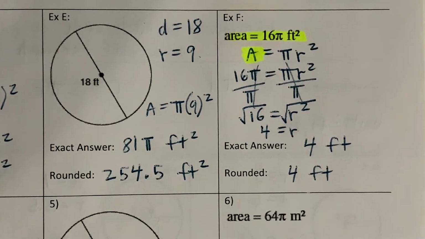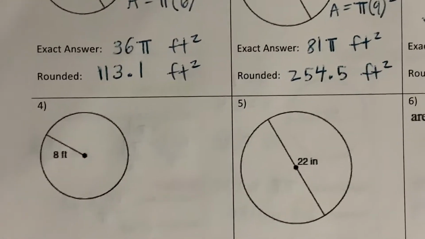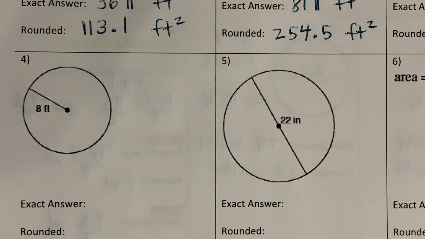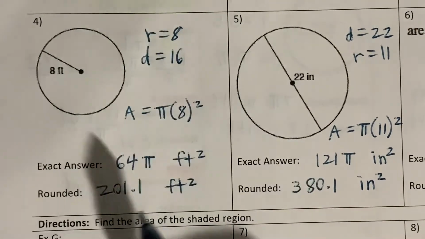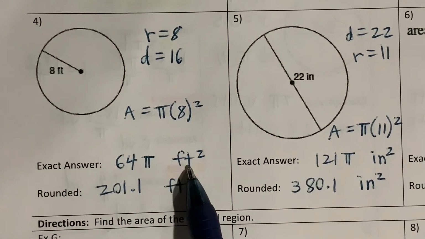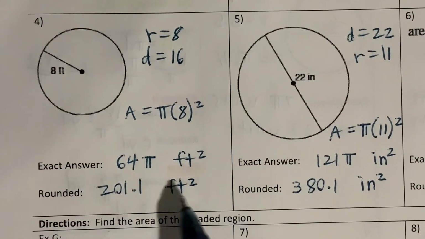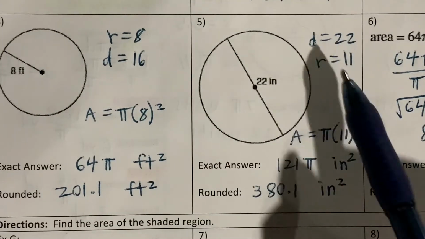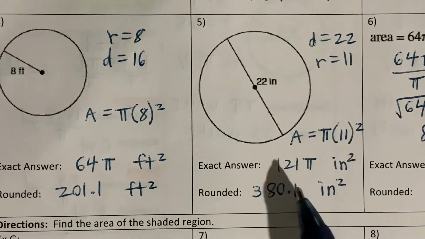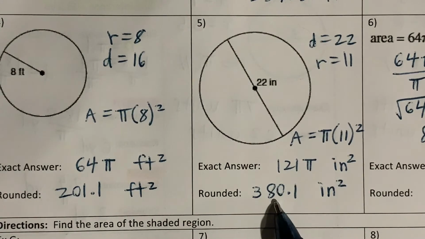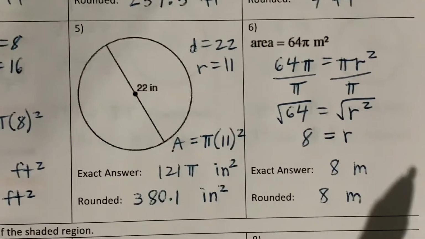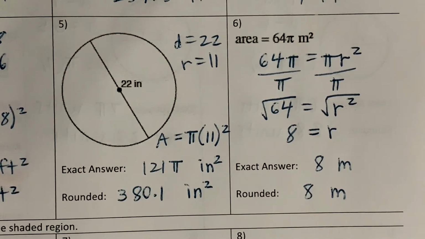All right, so now you try 4 through 6. Go ahead and pause the video. On U try 4, my radius was 8, diameter was 16, exact answer 64 pi square feet, rounded answer 201.1 square feet. On U try 5, diameter was 22, radius was 11, exact answer 121 pi square inches, rounded answer 380.1 square inches. And then U try 6, I was working backwards to find my radius. And for both my exact and rounded answer, I got 8 meters for my radius.